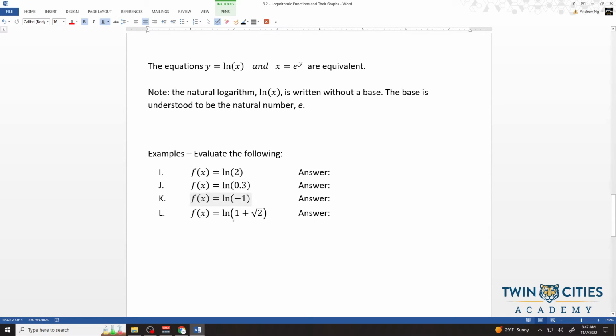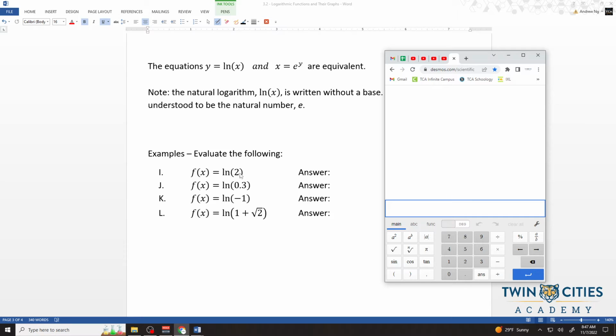What we're going to do is we're going to evaluate these things, the natural log of 2, the natural log of 0.3, the natural log of -1, and the natural log of 1 plus the square root of 2. Okay, now, in this case, these natural logs are things that we can put into our calculator. So let's bring up a calculator.